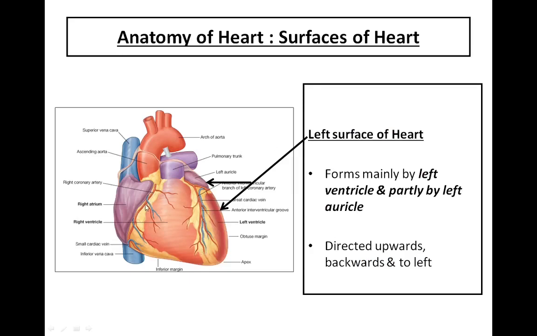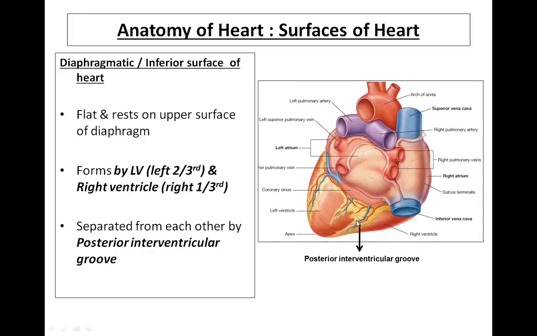This is our coronary sulcus or atrioventricular groove. Atrium and ventricle are separated by the atrioventricular or coronary sulcus. Ventricles are separated by the interventricular sulcus. This is the anterior part of the interventricular sulcus. The posterior part is here in your inferior surface. This is our posterior part of the interventricular groove.